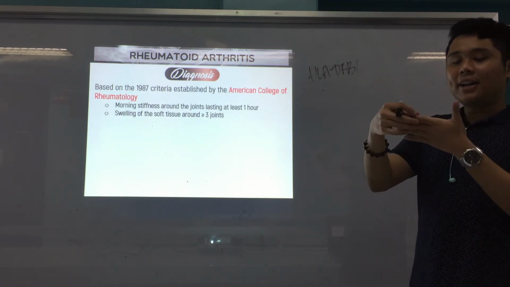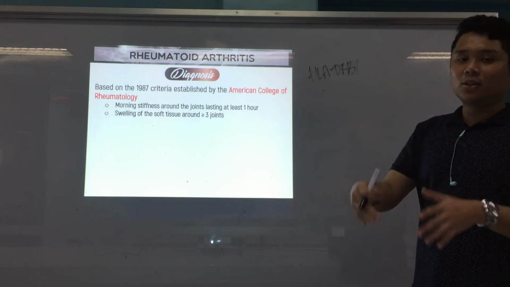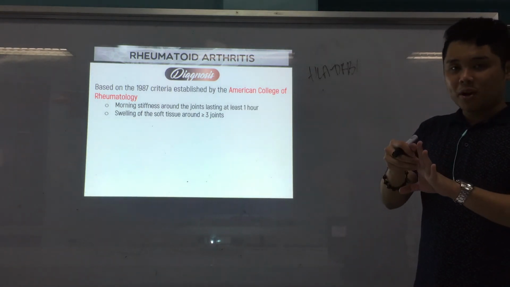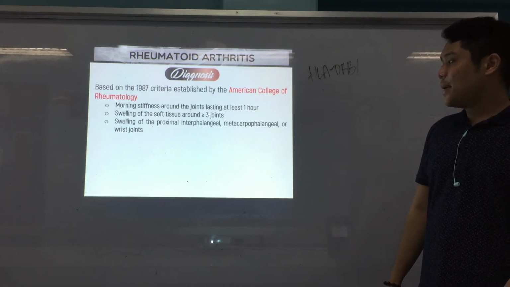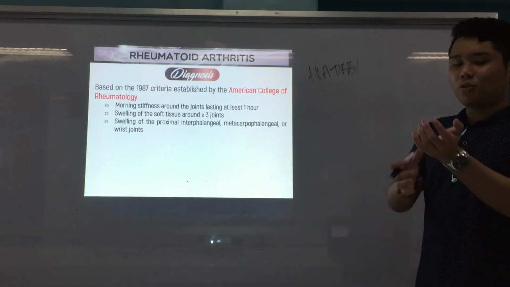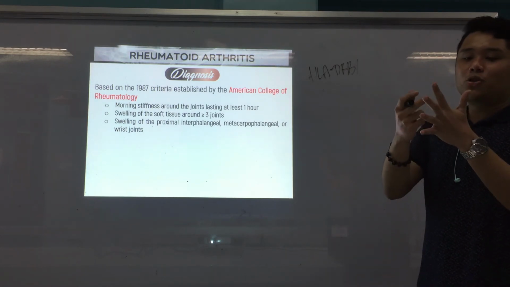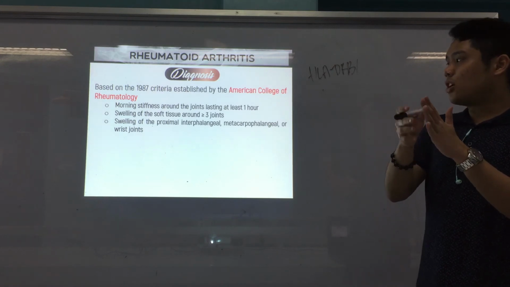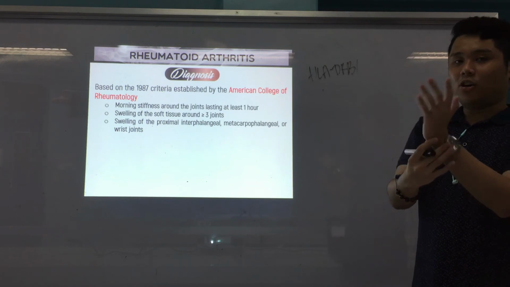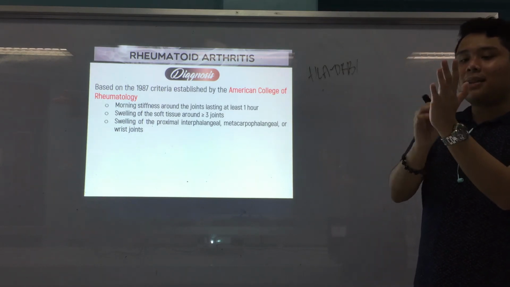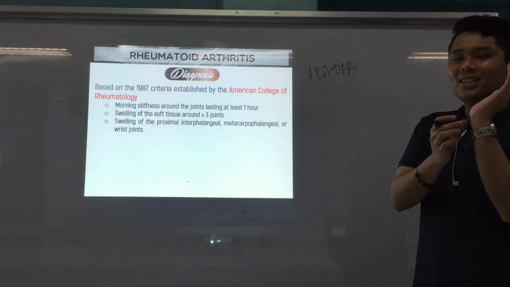So for example, the joints sa hands. So soft tissue, the skin there if na hubag-hubag, greater than or equal to 3 joints. Next, swelling of the proximal interphalangeal, metacarpophalangeal, or wrist joints. So interphalangeal, phalanges, your fingers, di ba? So proximal interphalangeal, and metacarpophalangeal, or wrist. Metacarpals is your wrist, di ba?